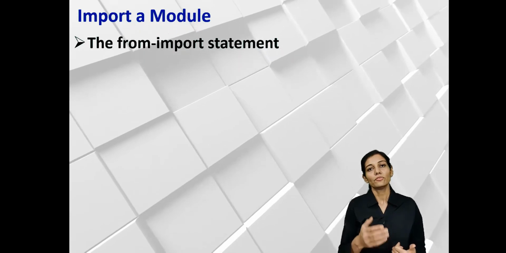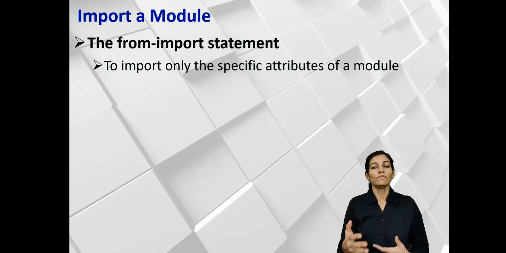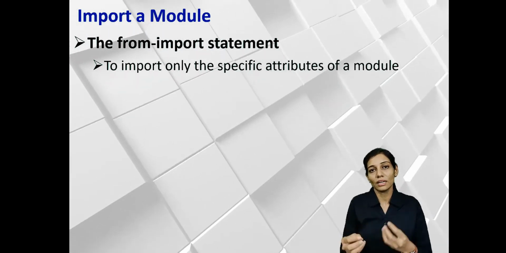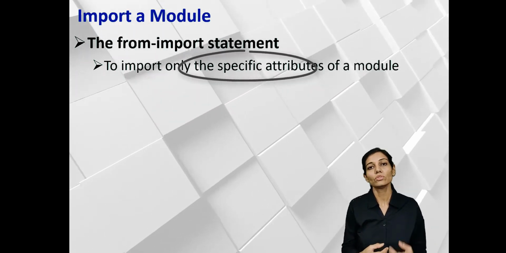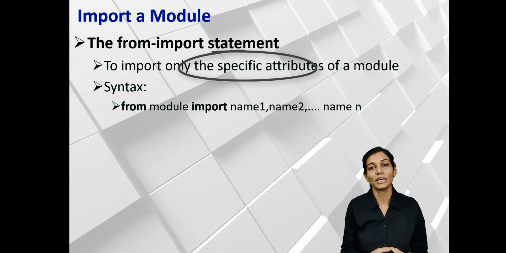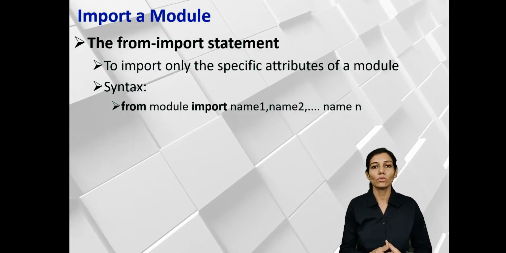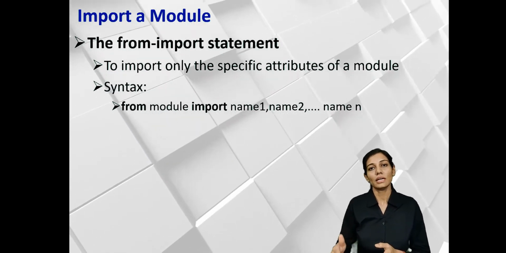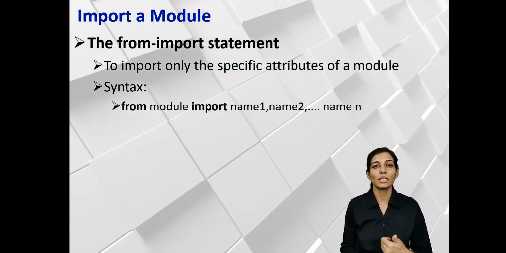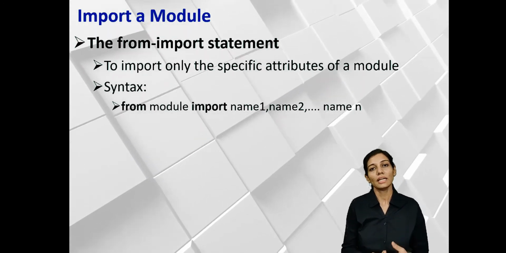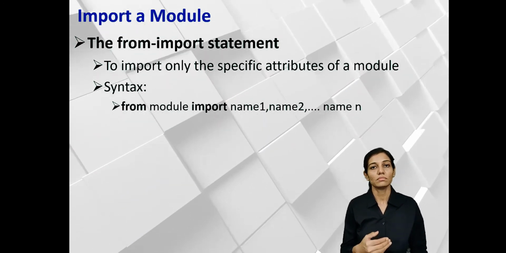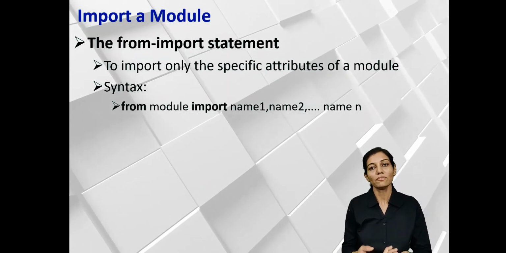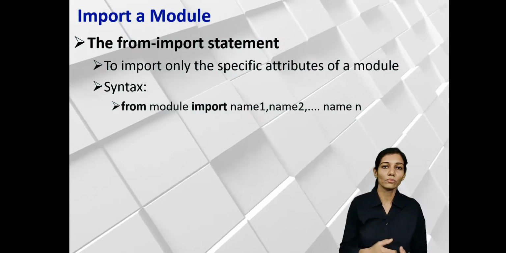Now second, from module import. If we don't want all the functionalities of a specific module in our namespace, and we just want to use one or two or maybe three functionalities of that module, then we can go for from module import name1, name2, name3. Here name1, name2 and name3 specify the names of variables, functions, classes, etc. So these are the only features imported from that module.